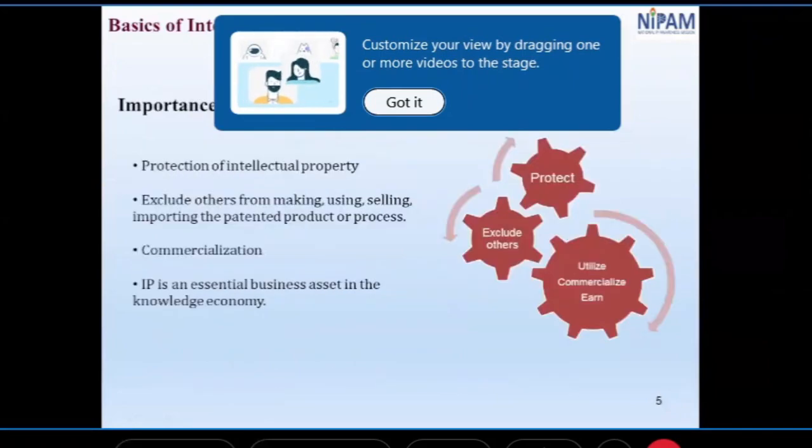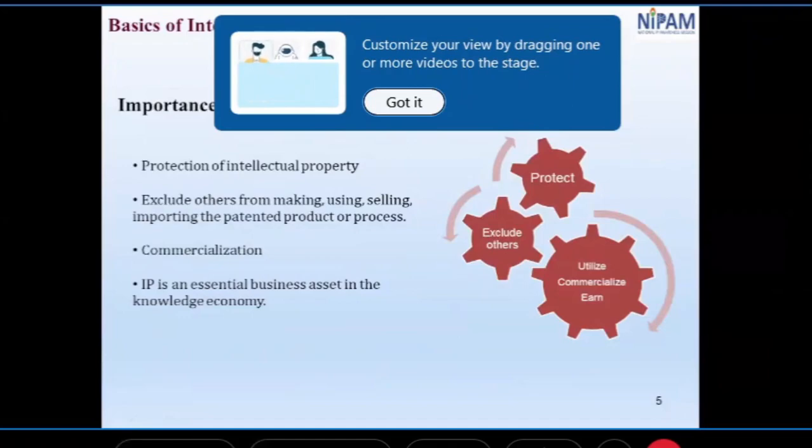Before going deep into the patent, let's talk about the importance of intellectual property right. Sir, so far we have cleared about intellectual property. We know what exactly intellectual property rights are, how many types of IPs there are, and why there are different types of IP. So what is the importance of intellectual property right? Why should we get it registered?